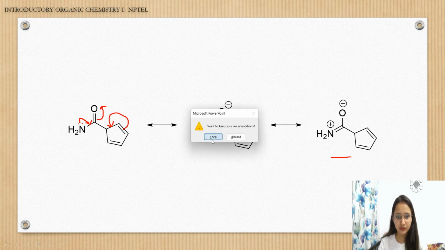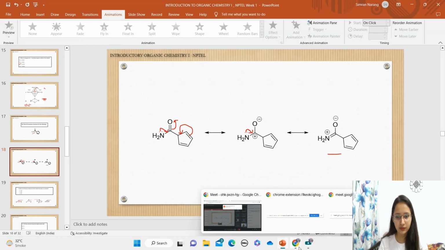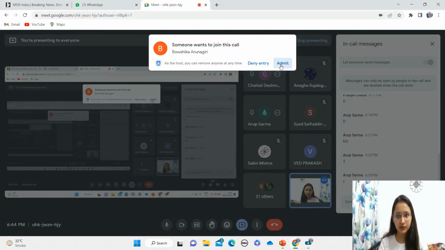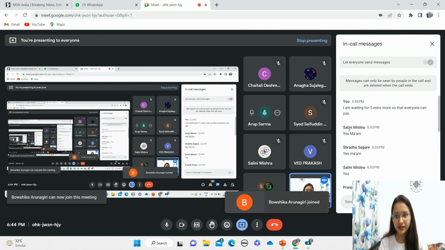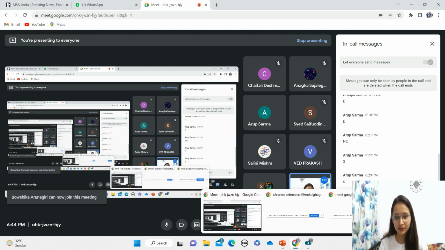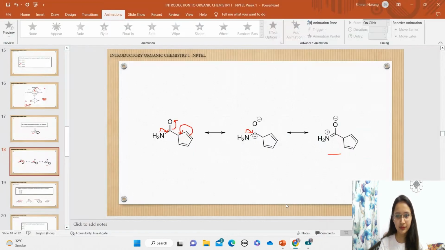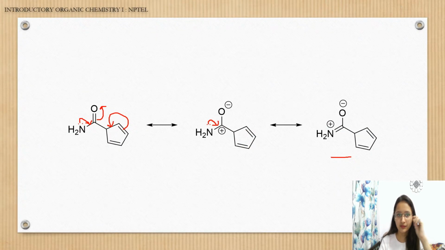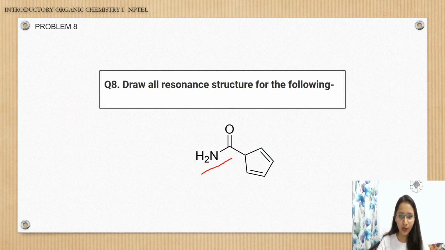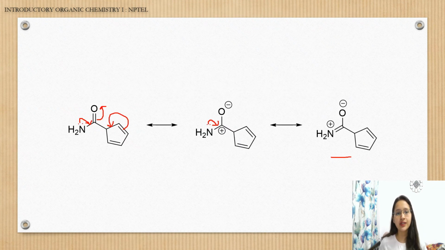Any doubts in this? I think someone is joining right now. Okay, so you guys are answering in this chat box also. So is it understood or not that how these two resonance structures are the only ones there? Any doubts, guys?